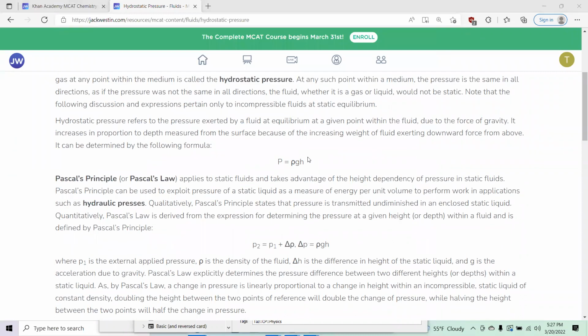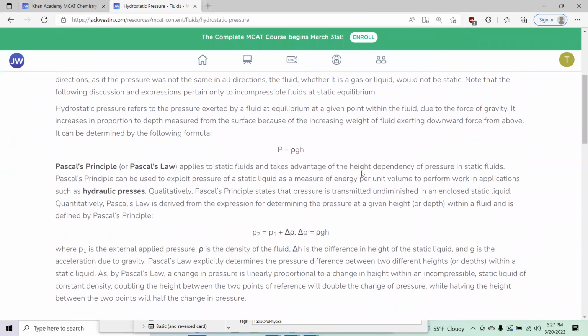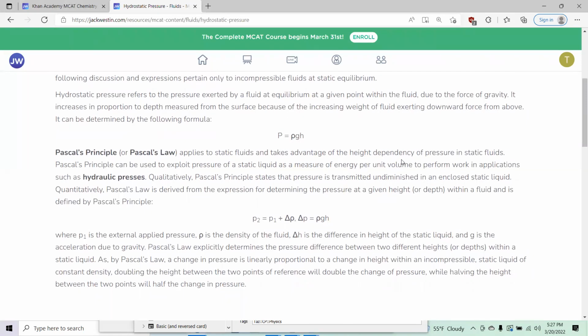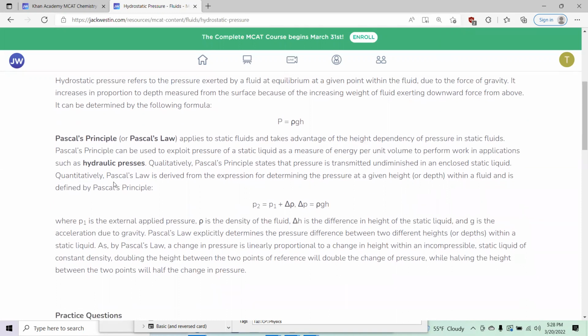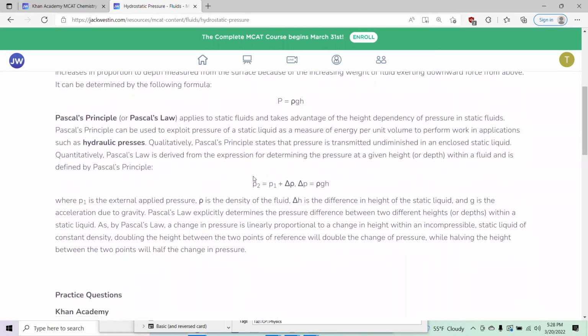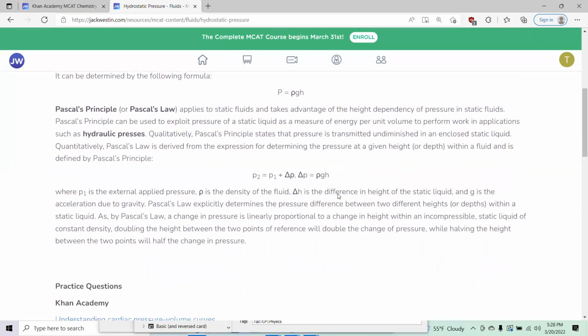Pascal's principle applies to static fluids and takes advantage of the height dependency of pressure in static fluids. Pascal's principle can be used to exploit pressure of a static liquid as a measure of energy per unit volume to perform work in applications such as hydraulic presses. Qualitatively, Pascal's principle states that pressure is transmitted undiminished in an enclosed static liquid. Pascal's law is derived from the expression for determining the pressure at a given height or depth within a fluid and is defined by Pascal's principle. And then this is given as the principle.